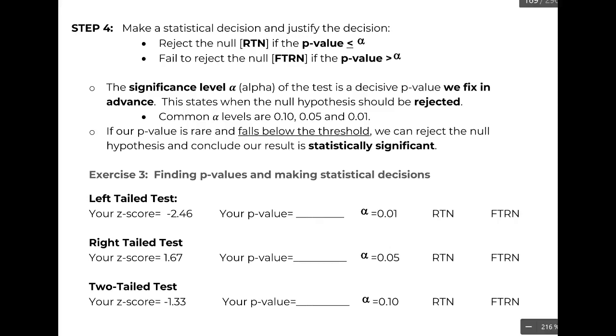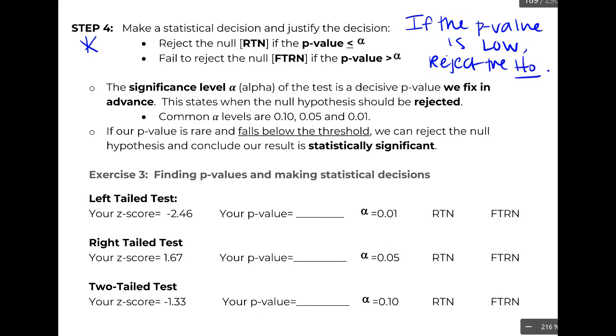So this is something you might want to have on your note card. There's also some cute little sayings that can help you remember. The smaller the p-value, the better the chance you have of rejecting the null hypothesis. But you can also say if the p-value is low, reject the H-naught. And the H-naught, obviously, in this case, is the null hypothesis. So that's how we use our p-value.